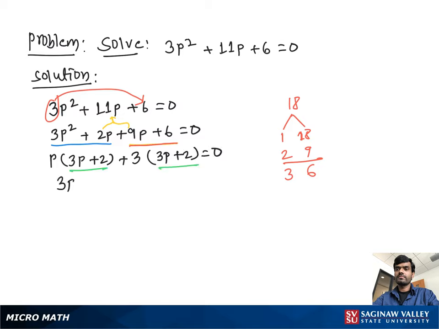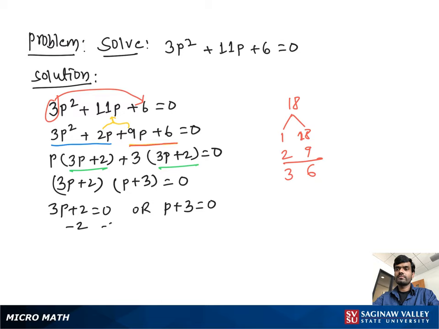From both terms we take out 3p + 2 as common, and the remaining factor is p + 3, all of this equal to 0. So these two terms multiply to give us 0, so we set each term equal to 0. So we set 3p + 2 = 0, or p + 3 = 0.